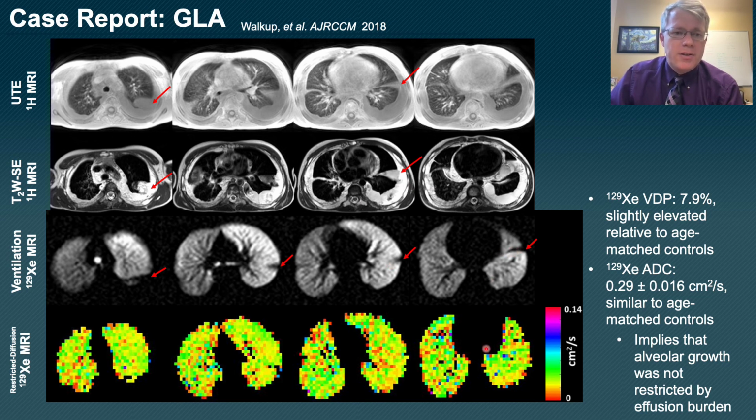But what we were really looking for was this, and this is a heat map of his alveolar sizes on a voxel by voxel, i.e. on a point by point measurement. And we were able to show that his xenon apparent diffusion coefficient was 0.29 centimeters squared per second, which is similar to other age-matched controls, which implies that his alveolar growth, even though it was squished and restricted for many years, is normal.